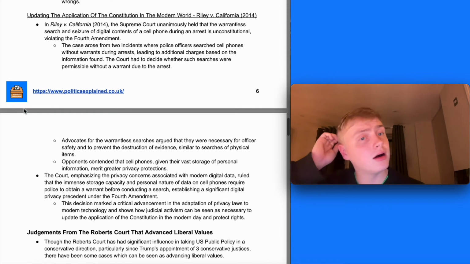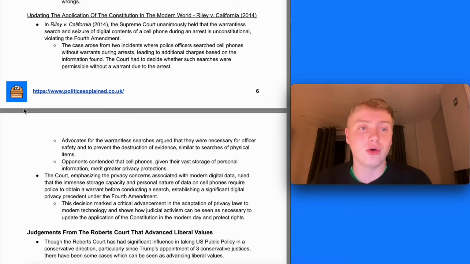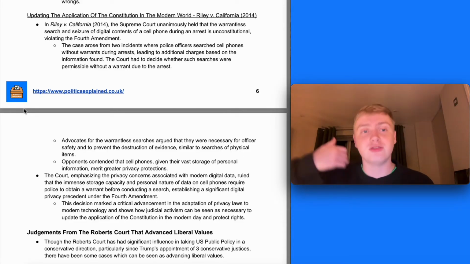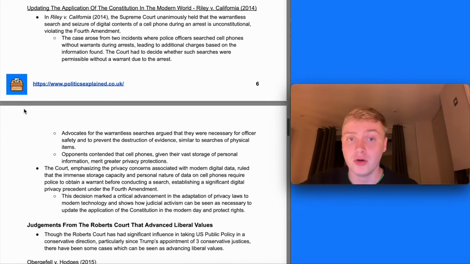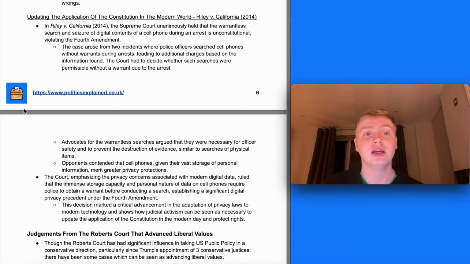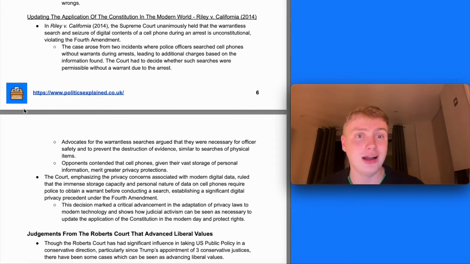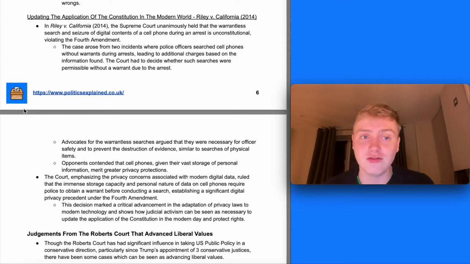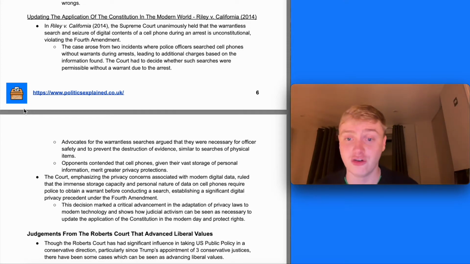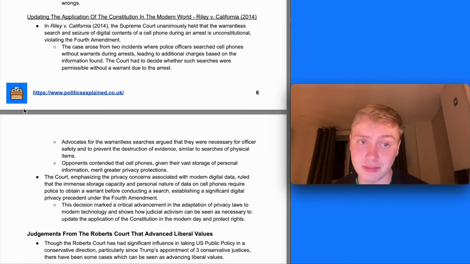But then finally, a different one to look at under the Roberts Court is how judicial activism can be used to update the Constitution in the modern world. And this is Riley v. California in 2014, where the Supreme Court unanimously held that the warrantless search and seizure of digital content of a cell phone during an arrest is unconstitutional and violates the Fourth Amendment.